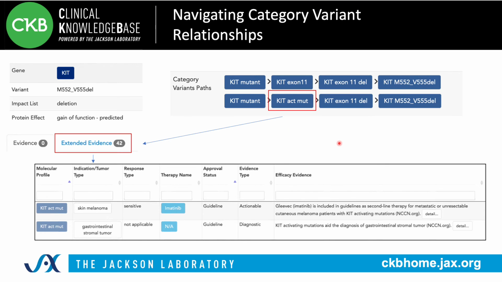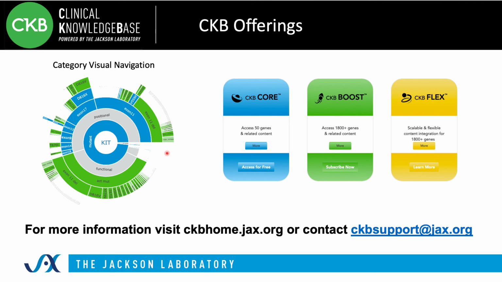By using the parent category variant act mute and checking the tab called Extended Evidence, we can see based on the example in the previous slide that guidelines recommend imatinib in melanoma patients with KIT activating mutations, rendering this as a potential therapeutic option. This feature, along with the visual you see on the left hand of this slide, which allows you to take a direct dive into category variant navigation, are available in CKB Boost.